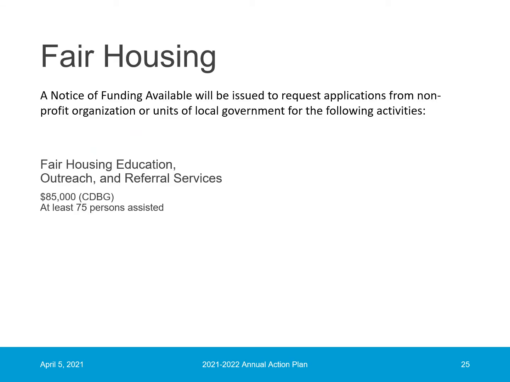The city also proposes to issue a notice of funding available for $85,000 to identify activities to support fair housing outreach, education, and referral services consistent with the recommended activities of the 2020 Analysis of Impediments to Fair Housing Choice. Services will be selected to support tenants, landlords, prospective home buyers, and real estate and lending professionals. For more information, view the 2020 Analysis of Impediments to Fair Housing Choice on the city's website, which we'll show later in this presentation.